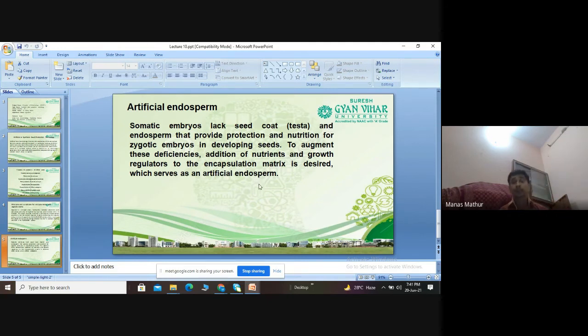So in a simple way, we can say that somatic embryos without a seed coat are provided with some nutrition and plant hormones. They will form a gelatinous matrix layer around the somatic embryos, which will fulfill the role of the seed coat. Now there is no deficiency of a seed coat, so it is called artificial endosperm.